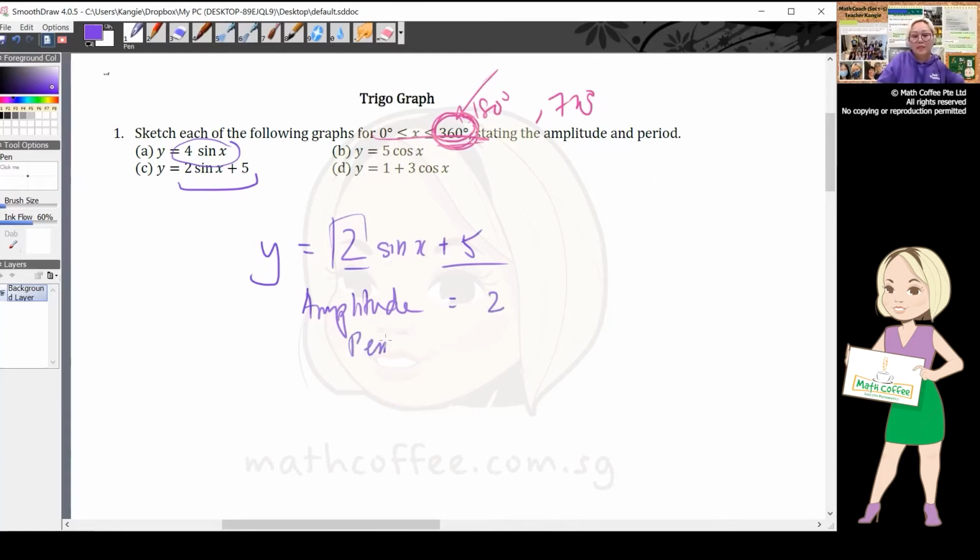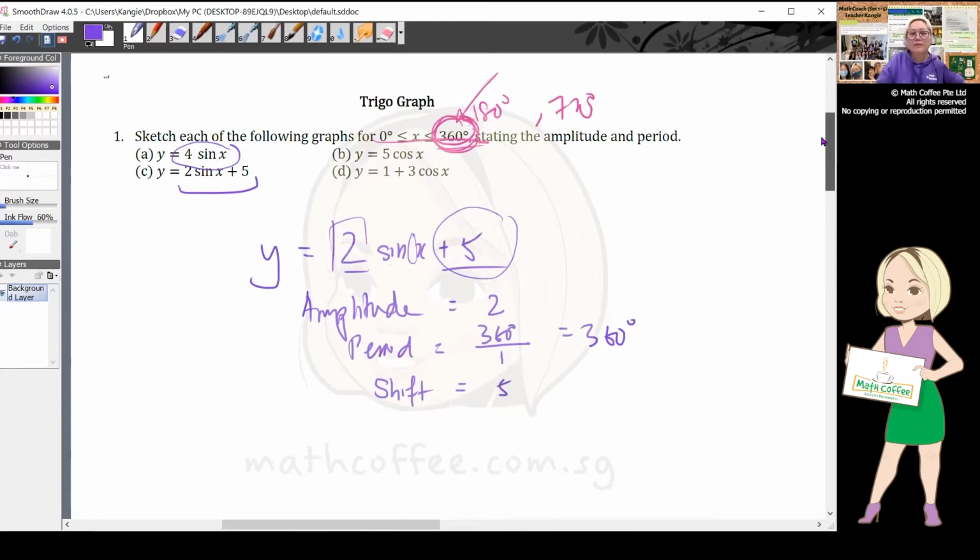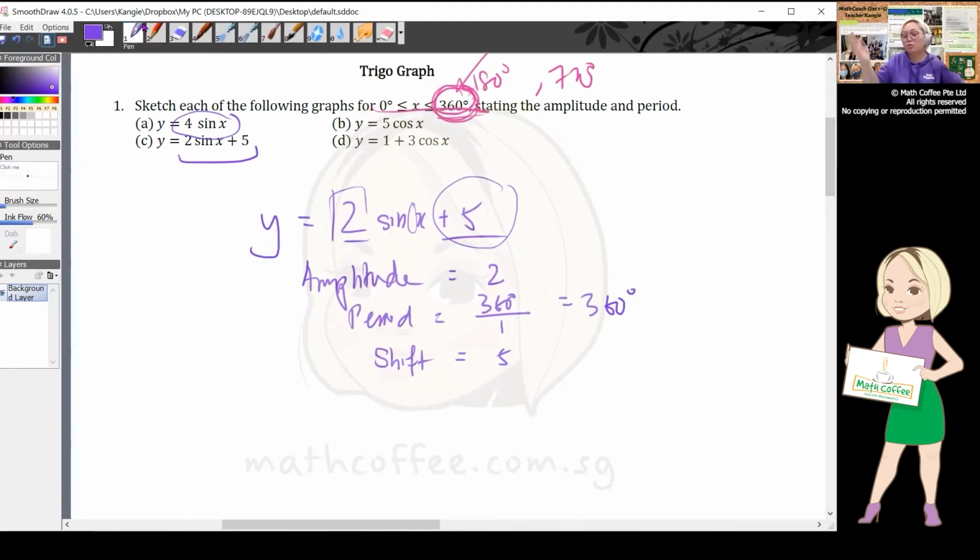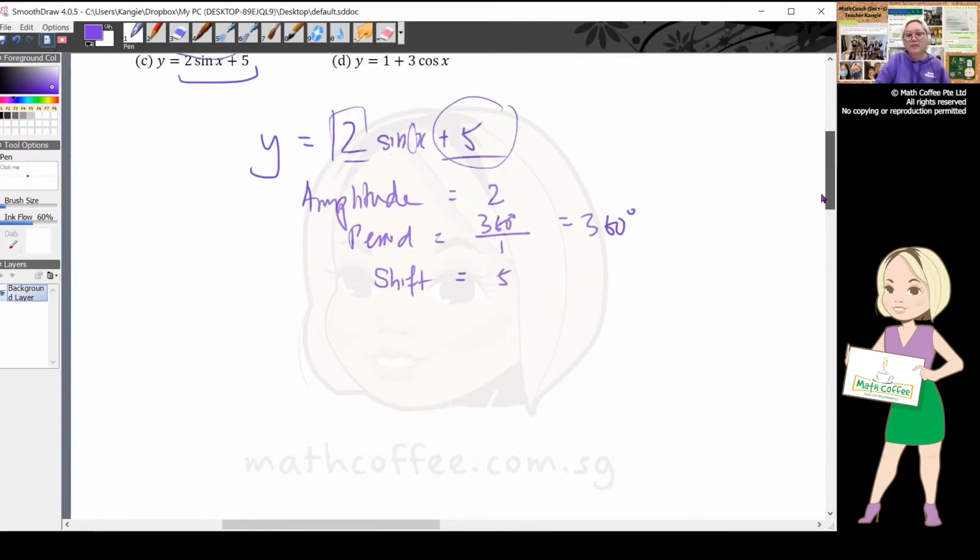My period for this case is still 360 divided by 1, so it's still 360. This time round, there's a shift. It means that your graph shifts up by 5. Maybe some schools teach you to draw the original graph, then after that draw the shifted-up one. But a trigo graph is already so difficult to draw, and asking me to draw one time, then shift it up and draw a second time, I don't do that. So what I do is this.